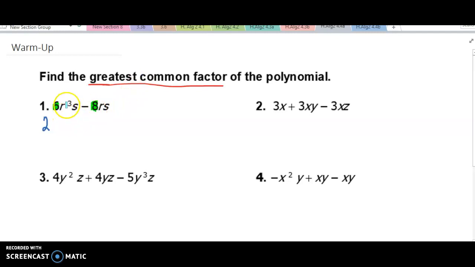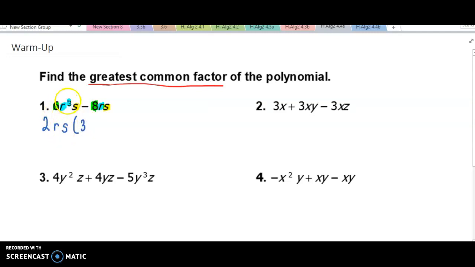Okay, then I turn my attention to my r's. Now I have an r to the 3rd power and an r. And you can think of this as an r to the 1st if you want. But the only thing we could take out of both of these terms is an r. Okay, if we said r squared or r to the 3rd, we don't have that many over here, so we can't take out more than just a single r. And then last but not least, we have this s and this s, so we could also factor out an s.